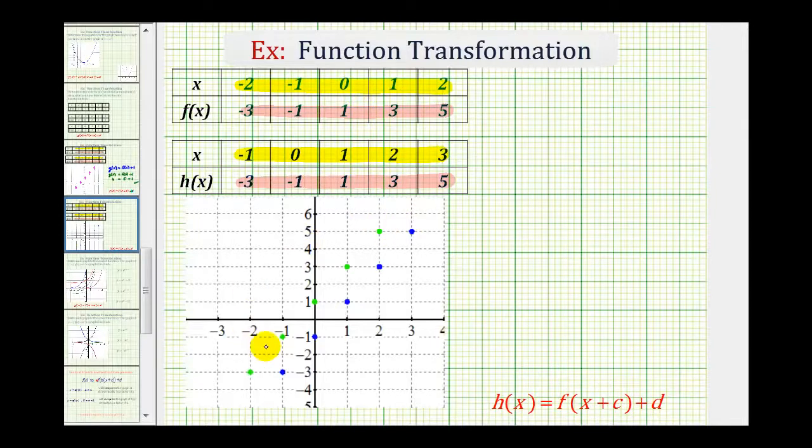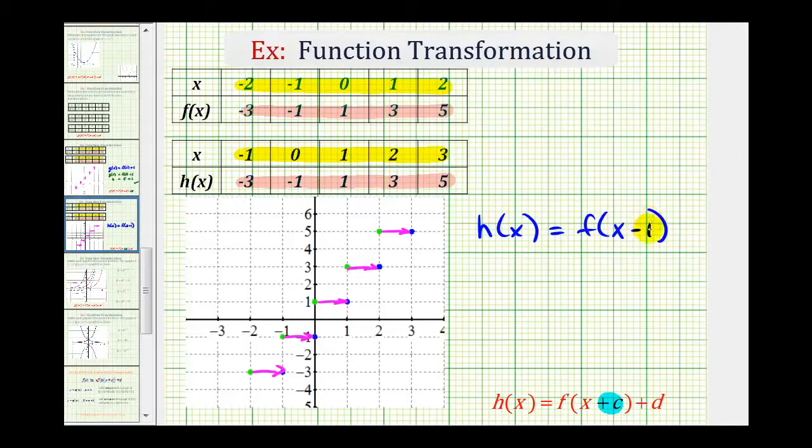If we take a look at the graph, again, the green points represent f of x, and the blue points represent h of x this time. Notice how the blue points are shifted 1 unit right from the green points. Which means for our function rule, this is going to affect the value of c. But remember, the sign of c is the opposite of what you might think. Because it's shifted right 1 unit, that means c is going to be -1, which means our function rule is going to be h of x equals f of the quantity x minus 1.